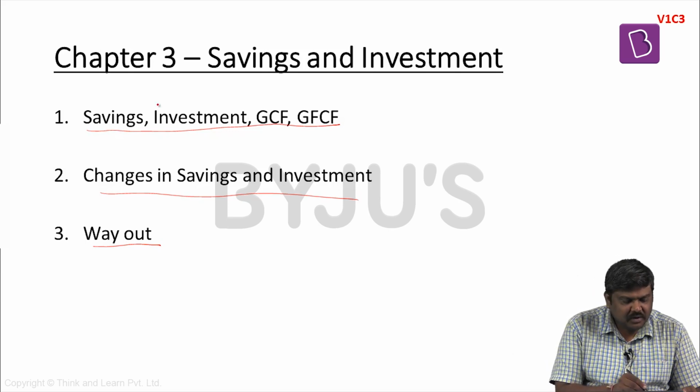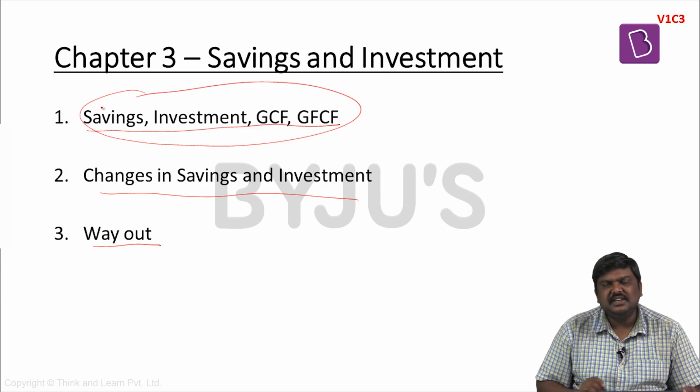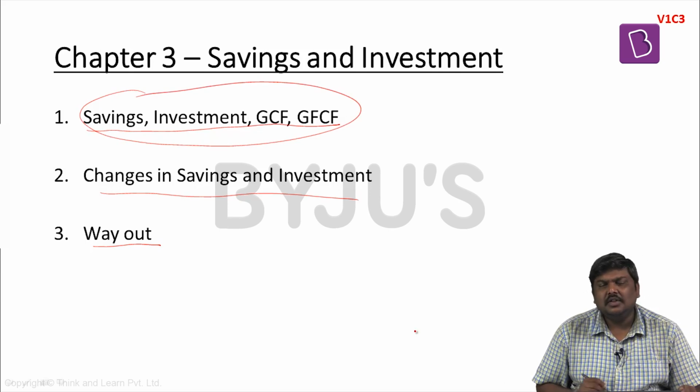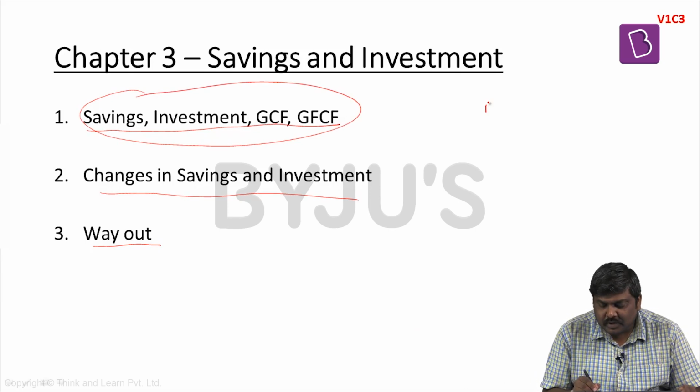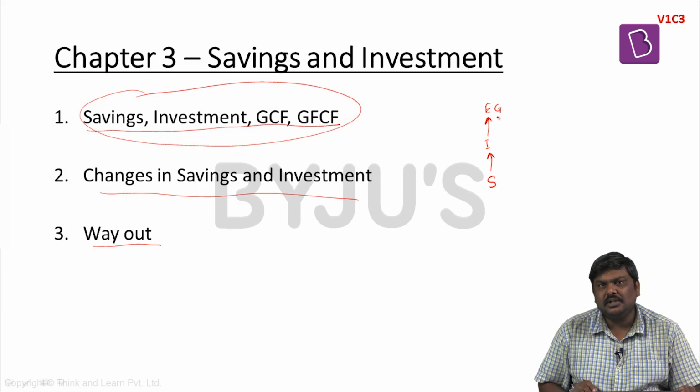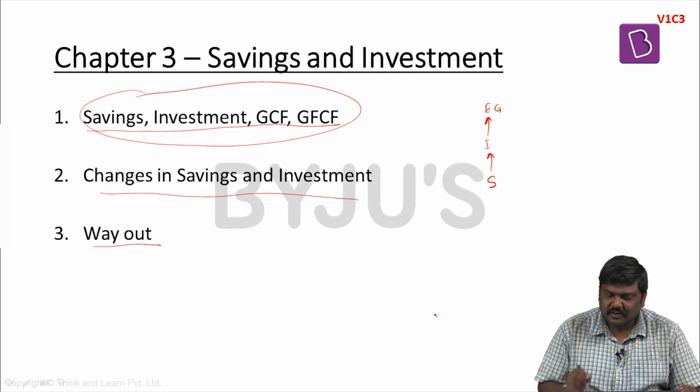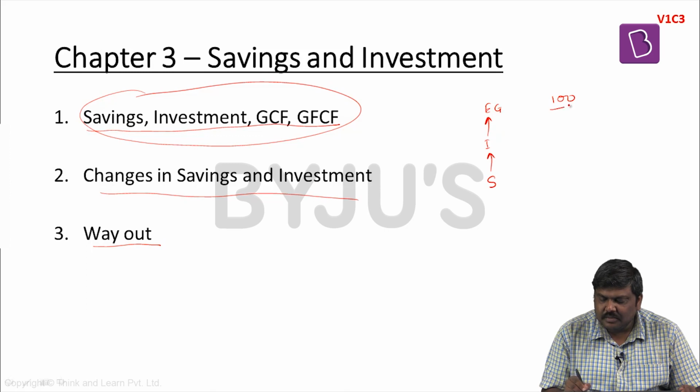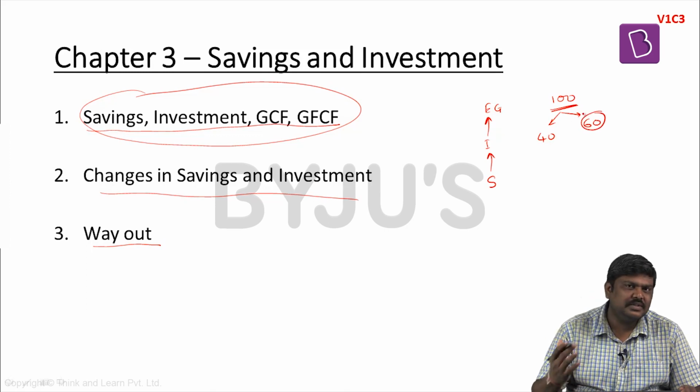Let me start with the basic concept of savings, investment, GCF and GFCF. Now the basic concept is that for economic growth to happen in an economy, there is a need for savings and investment which will lead to economic growth. Let's take up an example. For example, if I've earned an income of 100 rupees, out of 100 rupees I'll keep aside 40 rupees and use 60 rupees for immediate consumption, that is either goods or services.